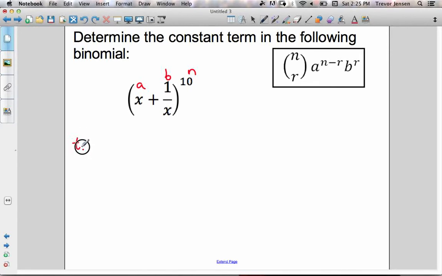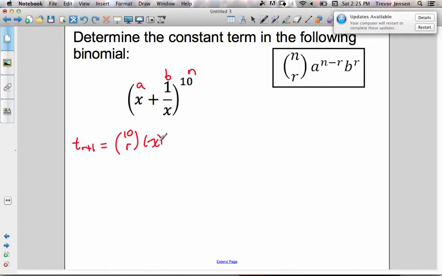So remember, it's term r plus 1 equals n choose r. Well, n is 10. I know that, but I don't know which term is going to be the constant term, so I can't plug in for r yet. I do know the a value, that's x, and that'll be to the 10 minus r. And I do know the b value, which is 1 over x, and that'll be to the exponent r.